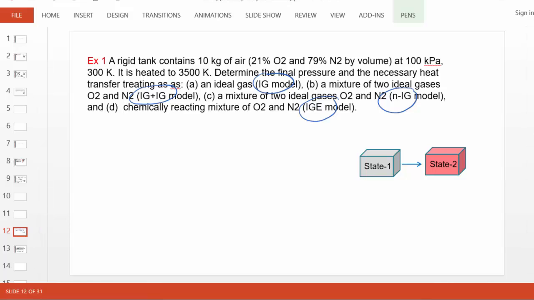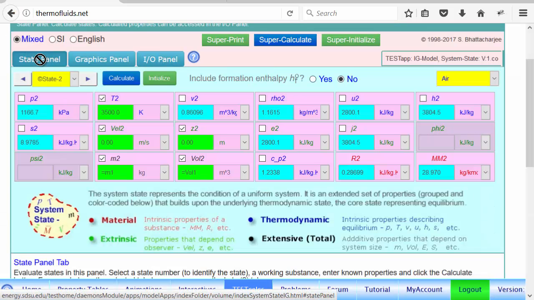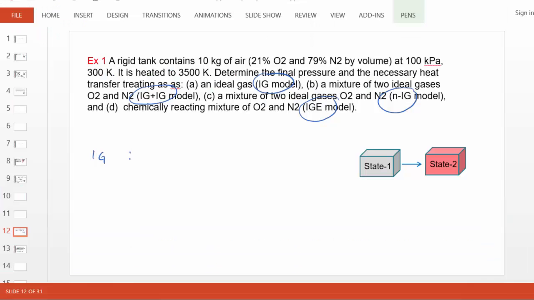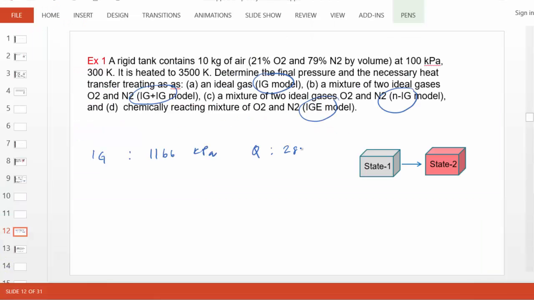So let's write down the answers we are getting. The first one we get is that the ideal gas model gives us the final pressure of 1166 kPa, and the heat transfer we calculated to be 28.843 million joules.